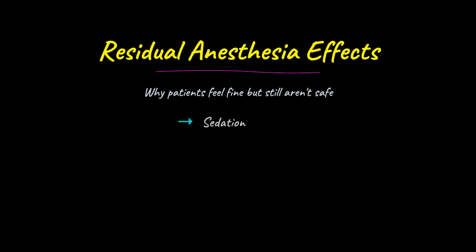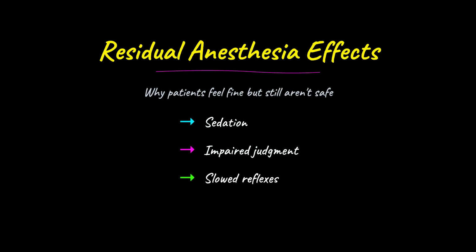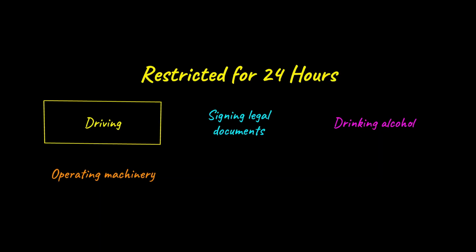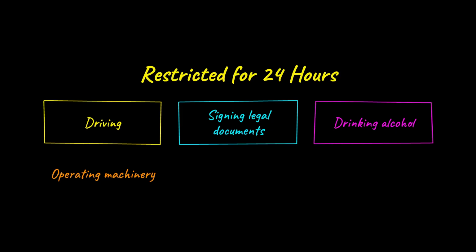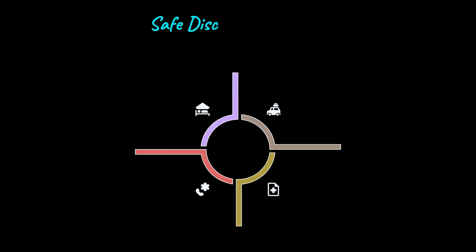Discharge teaching exists to protect patients during that hidden window of risk. Anesthesia causes sedation, impaired judgment, slowed reflexes, and possible memory issues that linger well beyond the recovery unit. Patients often feel mostly normal, even though these effects are still active. For at least 24 hours, the patient avoids driving, signing legal documents, drinking alcohol, and operating complex machinery. A responsible adult must drive the patient home and stay overnight to help with basic tasks.